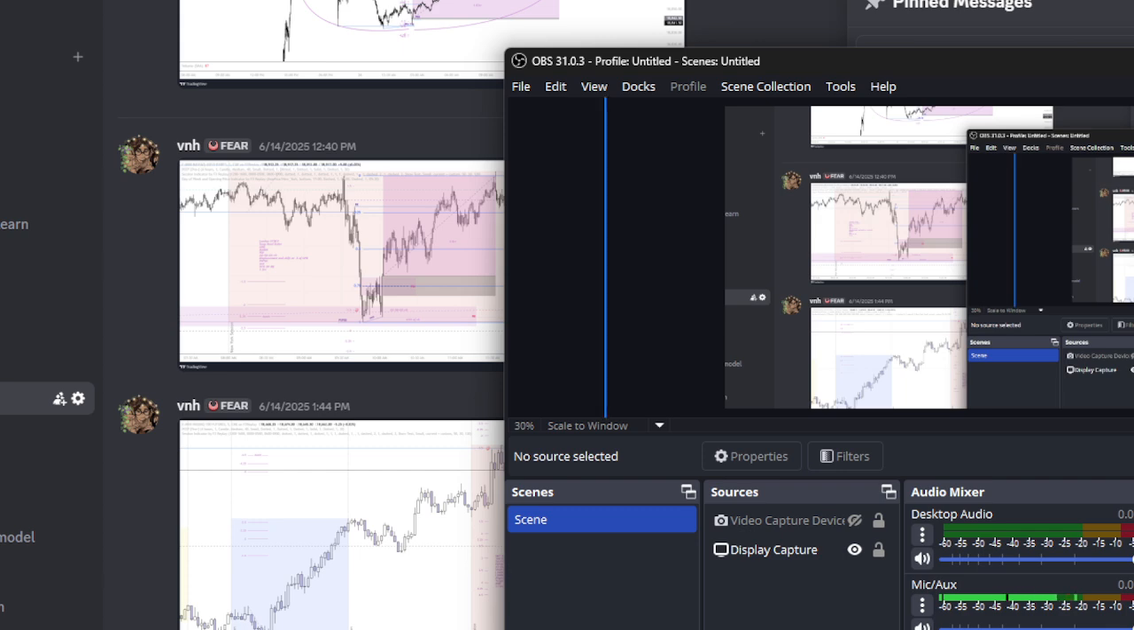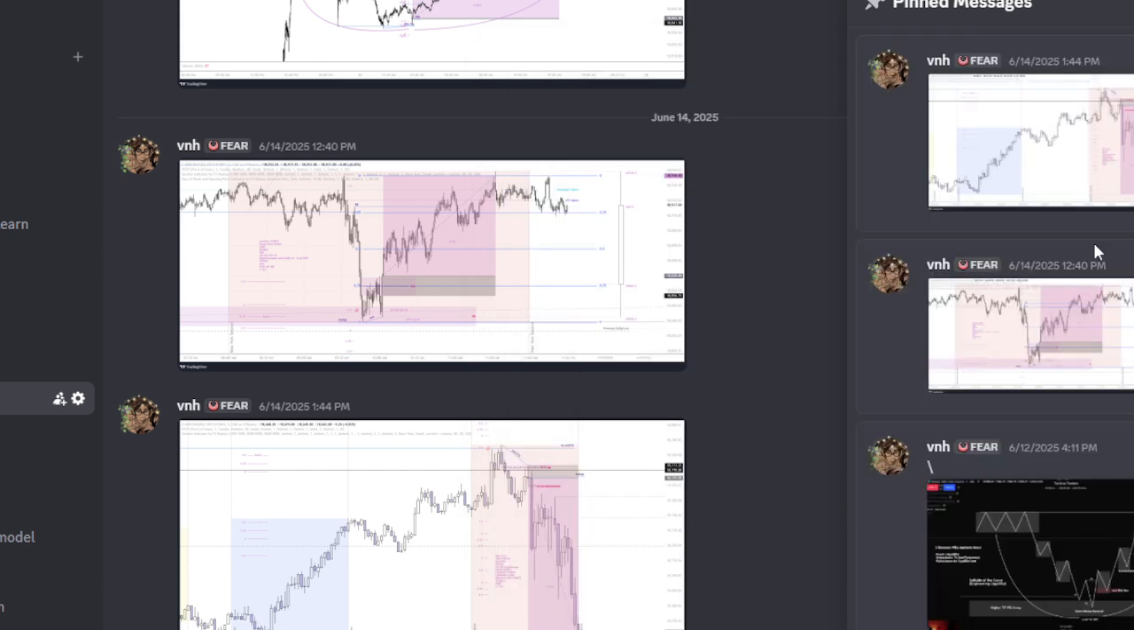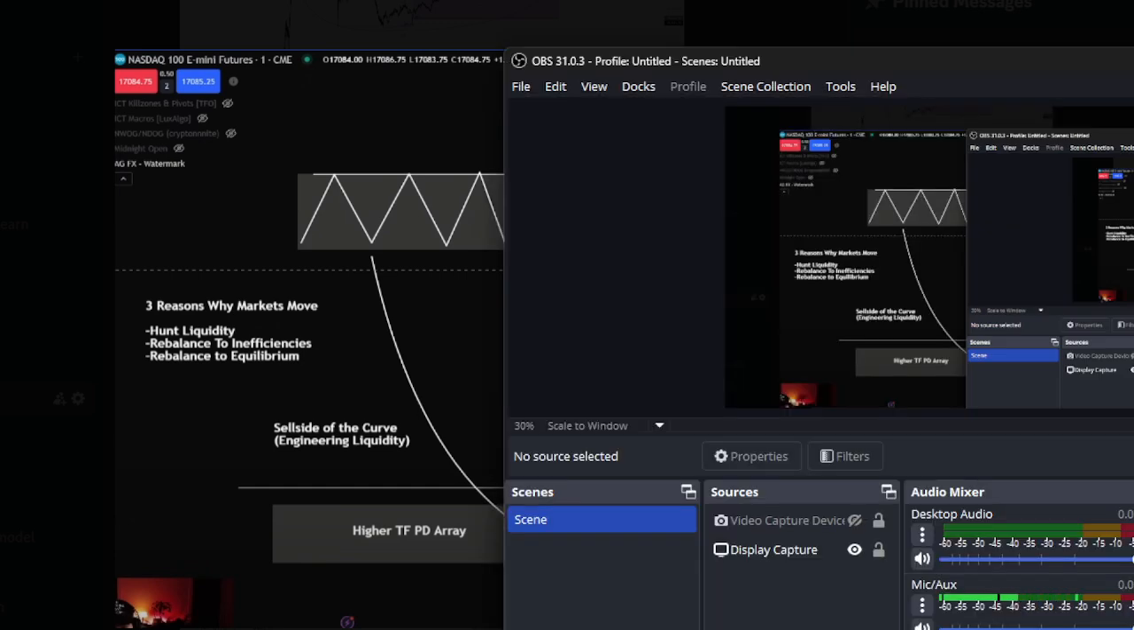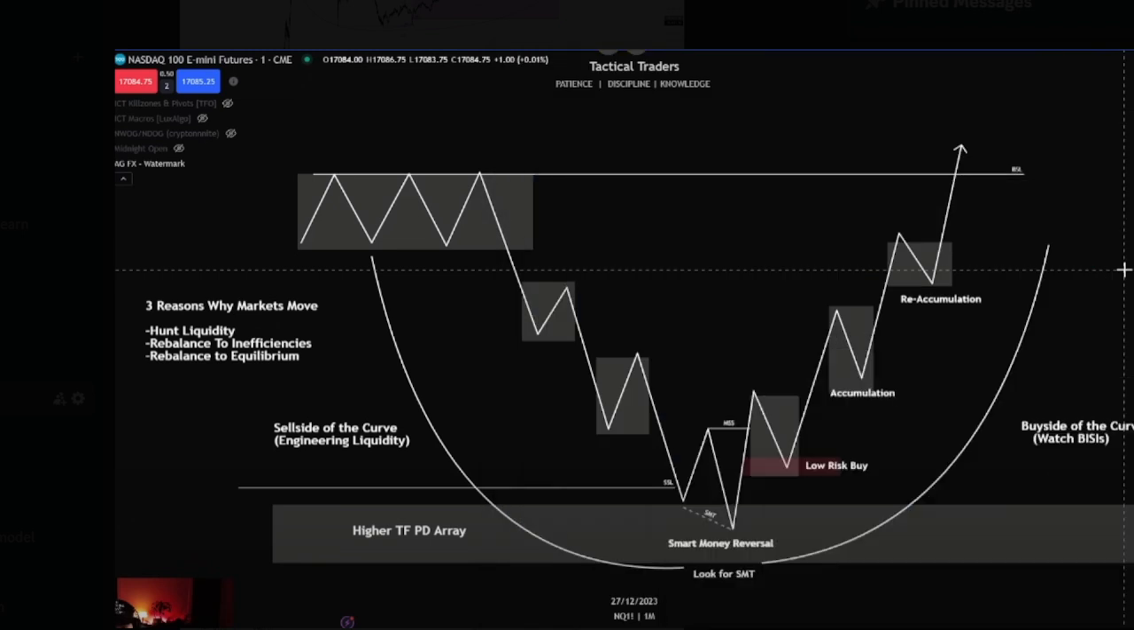Hello everybody. This lesson is going to be a little bit different. We're going to be going over market maker sell and market maker buy models. Now, what is a market maker buy model, or what is a market maker model in general?